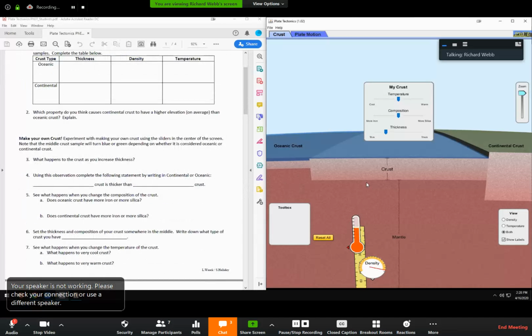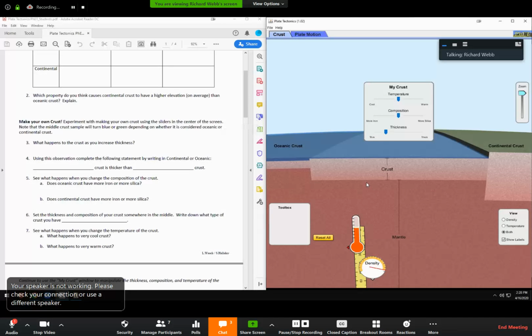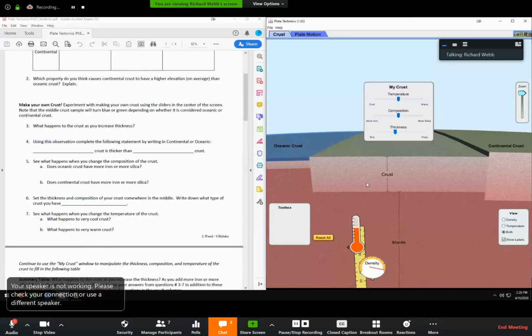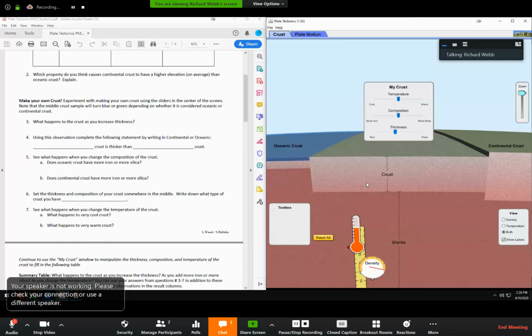Now we're going to make our own crust. So now we're going to deal with the middle section. So for the middle section, we have what happens to the crust as you increase thickness. So I increase the thickness of my crust and you observe what happens. Does it float higher or lower? What happens to the top and what happens to the bottom? And then using this, you complete this statement by writing in continental or oceanic in each of these two blanks. So one word here, one word there.